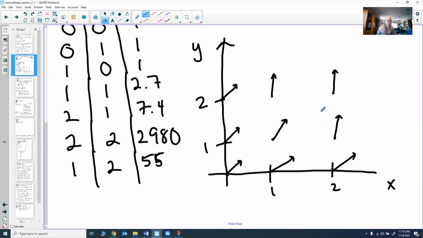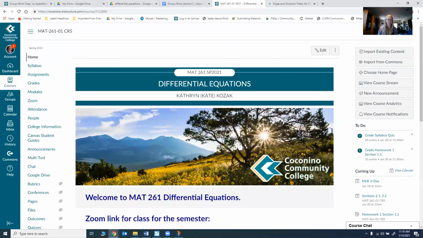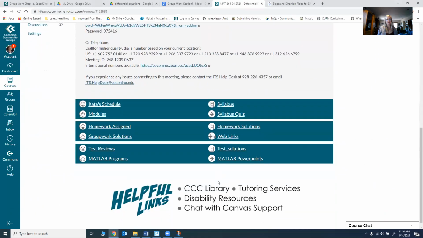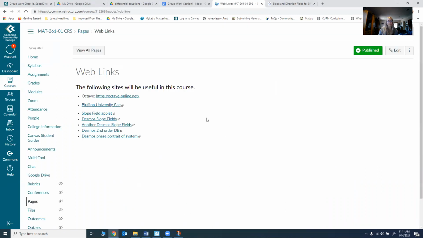We're going to really use technology for this to get a really good idea, but now what you can do is draw along and follow this line and get your solution curve and see what the curve looks like. We're going to go ahead and again use technology. If you're in my class, you've got a Canvas shell and you can go into web links. I have several different applets that will do slope fields. You can search for them online. Just Google slope field applet and you'll get many.